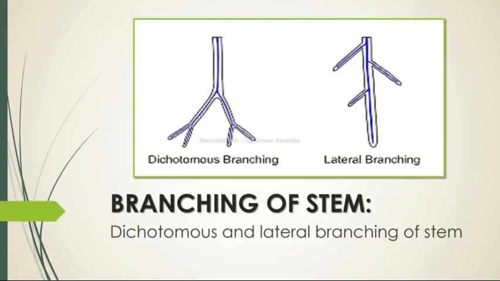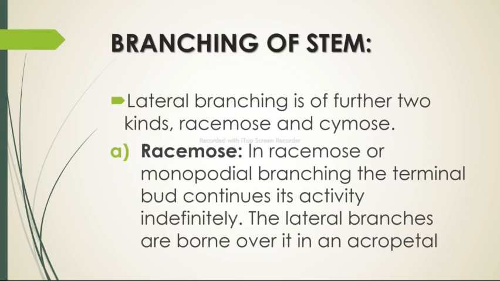So this is the branching of the stem. You can see in the first figure, this is dichotomous branching. And the next is the lateral branching. So dichotomous and lateral branching of the stem as shown in the figure. Lateral branching is of two further kinds, which include the racemose and cymose. So the first type is the racemose.